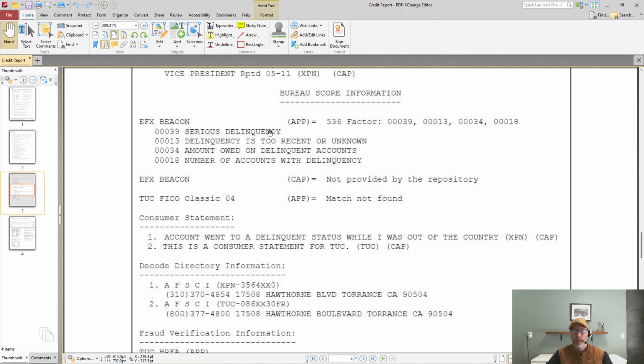Again, remember, this is a sample report for this particular borrower. There is enough information to generate credit scores. I would expect them to have all 3 credit scores for both borrowers.